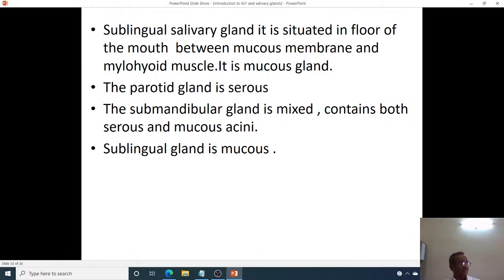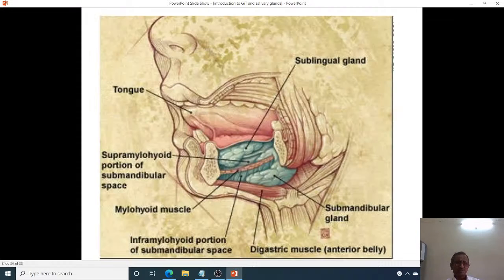So the parotid gland is a serous gland. Submandibular gland is mixed, having both serous and mucous, whereas sublingual is completely mucous. So here we are showing how the mylohyoid muscle is dividing the submandibular gland into supramylohyoid part and inframylohyoid part. So that almost finishes our introduction to GIT along with the salivary glands.